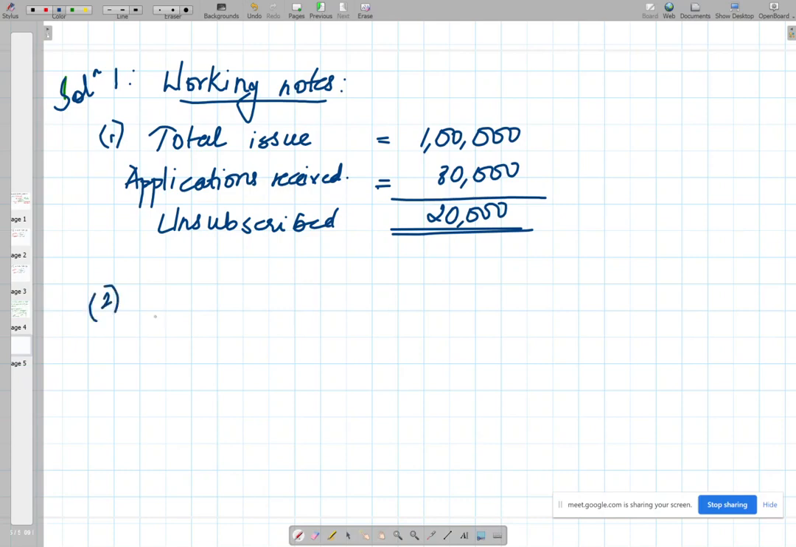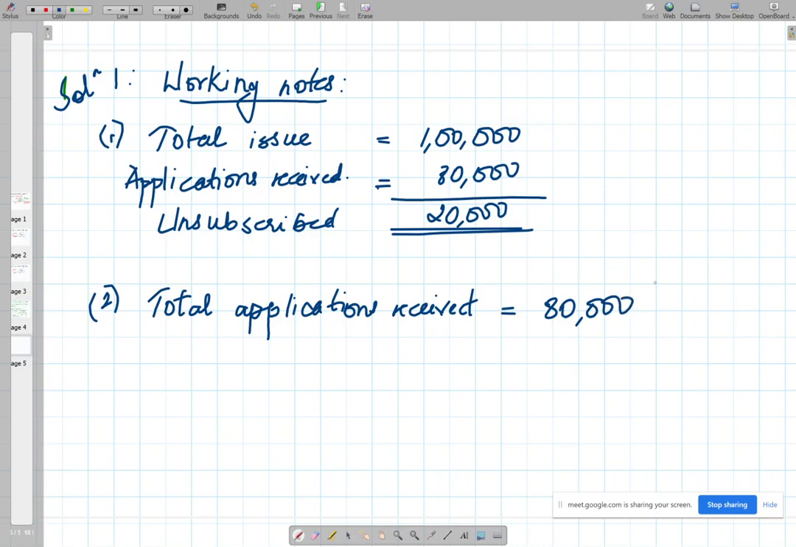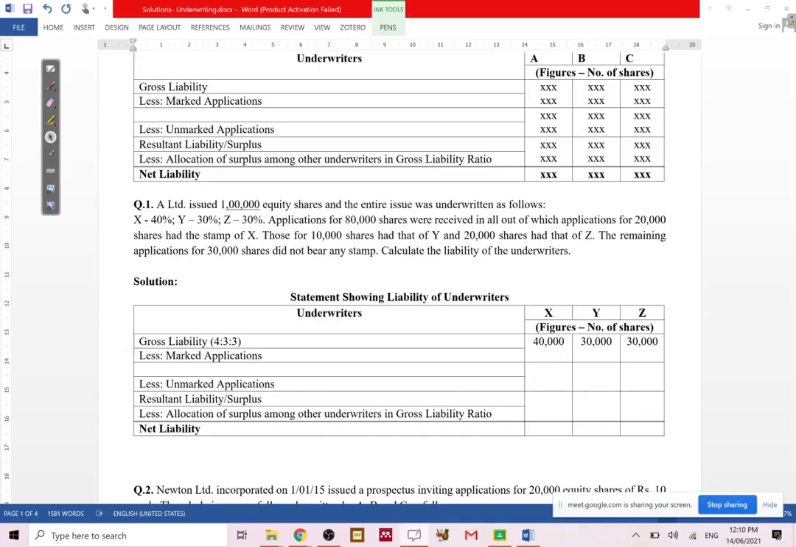In the second one, we will calculate how many are marked and unmarked applications. So total applications received were 80,000. Am I right? We've already written that 80,000 total applications were received. Now we need to separate marked and unmarked applications from the total we have received. We need to know how many applications were because of the efforts of the underwriters and how many applications were directly received by the company.